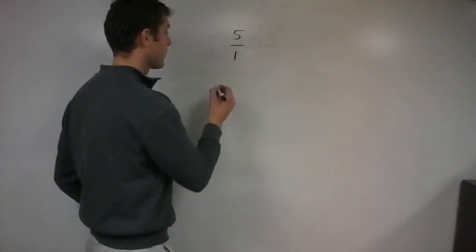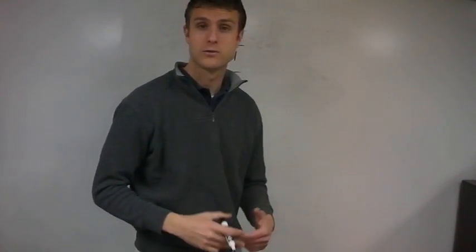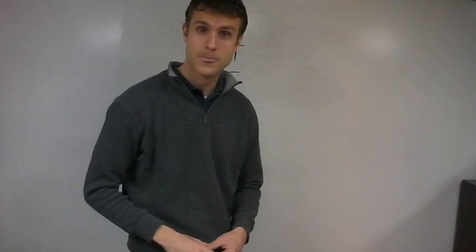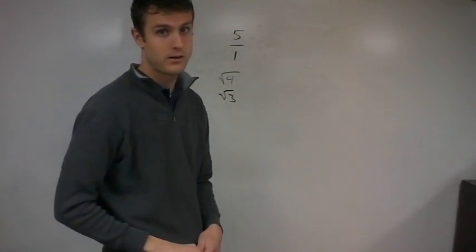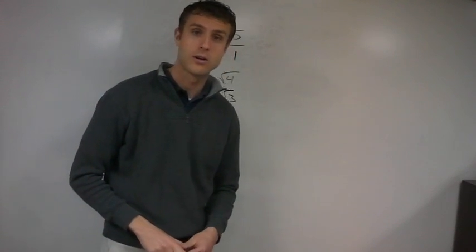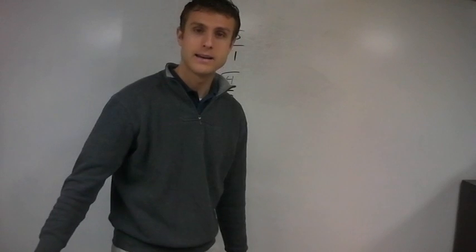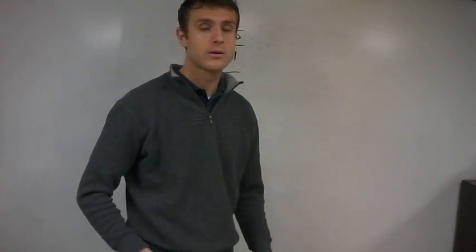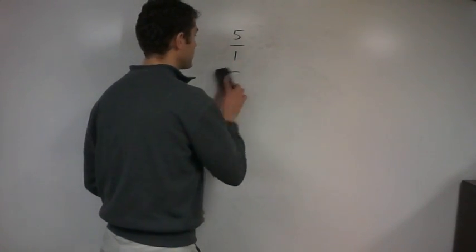For example, the square root of 4 has a perfect square, which would be 2 squared equals 4, so the square root of 4 would be 2. The square root of 3 does not have a perfect square, therefore that would be an irrational number. So if we are asked to write a number as a rational number, we are going to write it as a fraction, if possible.